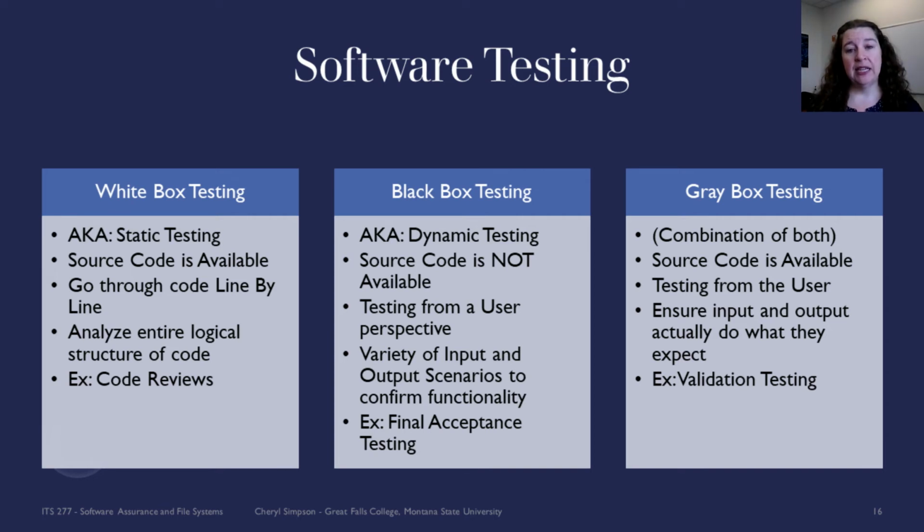Black box testing is also known as dynamic testing. You don't see the source code at all. All you see is the user's perspective, the input, and the output, and you run through a series of input and output scenarios to make sure that the functionality works. If I'm implementing a calculator and my add button is implemented incorrectly, I might test, if you add 2 plus 2, what do you get? You get 4. Oh, well, that seems right. We should be good. No, you know what?